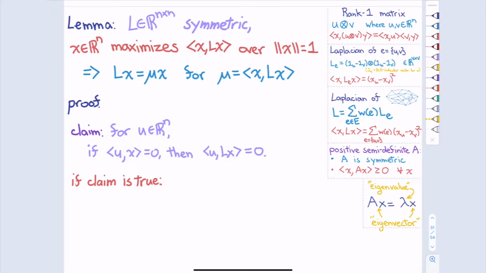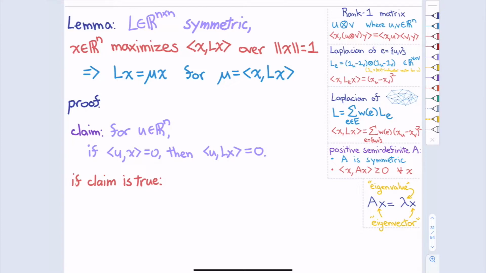I'm going to read this claim aloud and then see why it implies the rest, and then we can focus on the claim. The claim is that for any vector u that's orthogonal to x, so u dot product x is 0, u is also orthogonal to Lx. So any vector that's orthogonal to x is orthogonal to Lx. That's the claim.